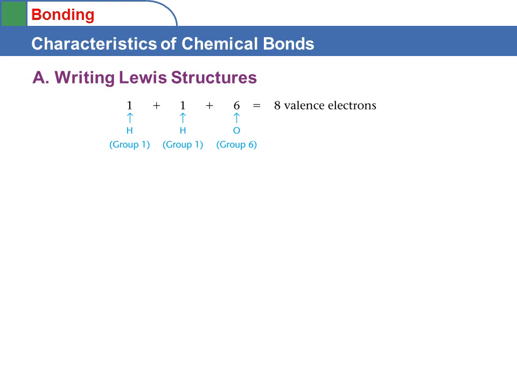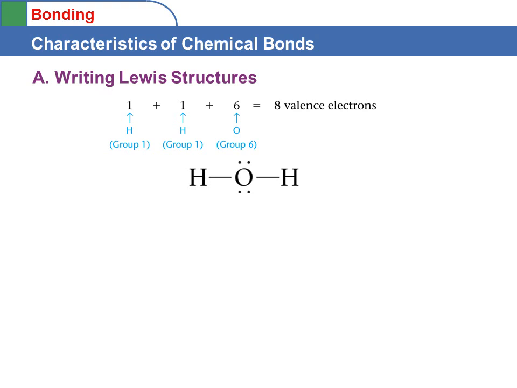So how do we figure out how many valence electrons we have total, or how many dots we can write in a Lewis dot structure? Well, first we look at something like water. Very simple, basic example that we use a lot. Each hydrogen has 1 valence electron. Oxygen has 6. So if I have 2 hydrogens and 1 oxygen, that means I'm going to have a total of 8 valence electrons.